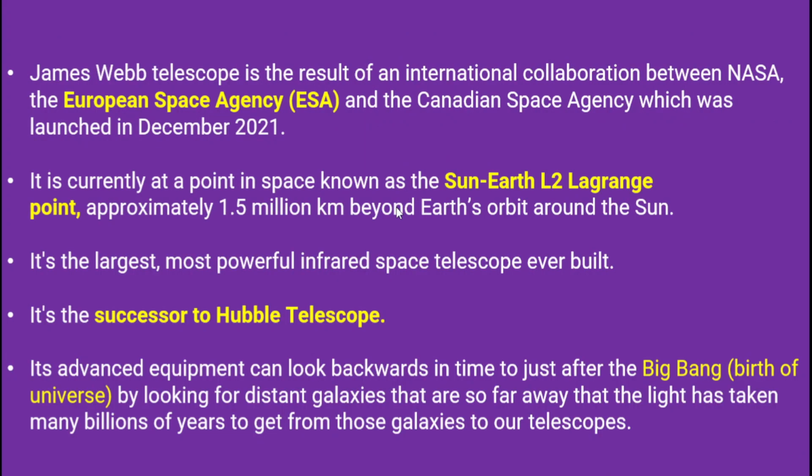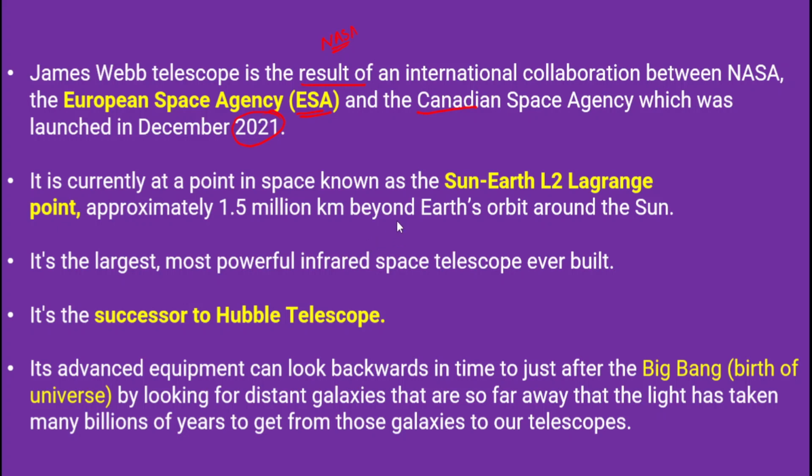Now firstly, in the introduction you just have to write a few things about the James Webb Space Telescope. So James Webb Telescope is the result of an international collaboration between NASA and European space agencies along with the Canadian Space Agency. So this is a collaboration between 3 space agencies: NASA, European Space Agency and Canadian Space Agency, and this was launched in the year 2021.